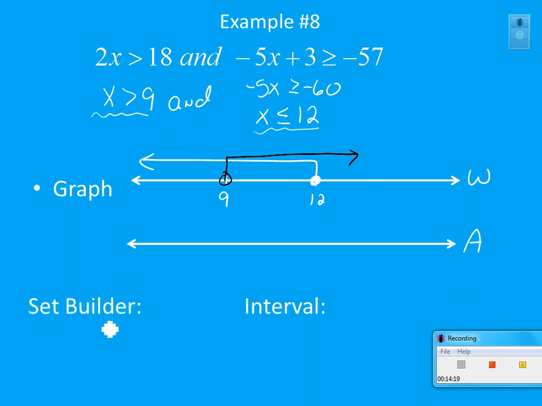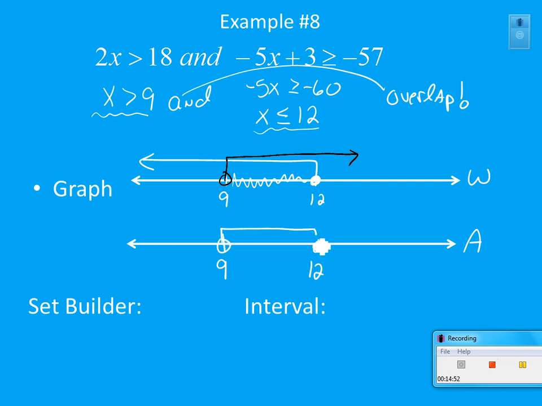Now, refer back to your sheet. Whenever you see the word and, I need you to think overlap. Where do you see the black and the white graph? You see the black and the white graph between 9 and 12. So that's your answer. On the answer graph, I'm going to come down here. I got an open dot on 9. I got a closed dot on 12. And I got everything in between.